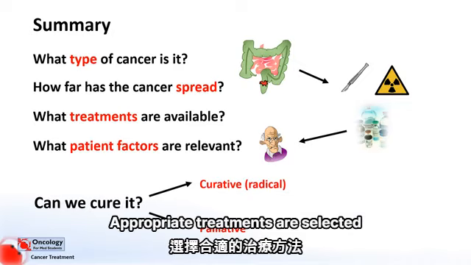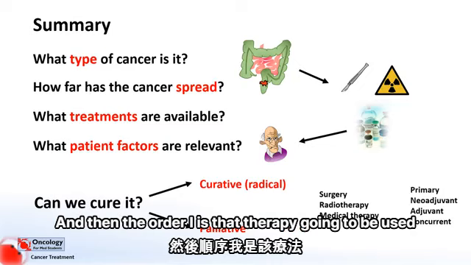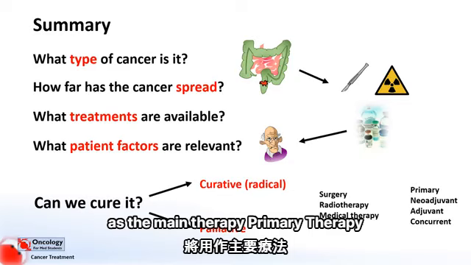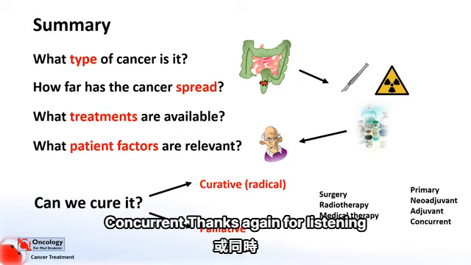Appropriate treatments are selected. These might be surgery, radiotherapy, or medical therapy. And then the order, i.e. is that therapy going to be used as the main therapy, primary therapy, or before, neoadjuvant, after, adjuvant, or at the same time, concurrent.